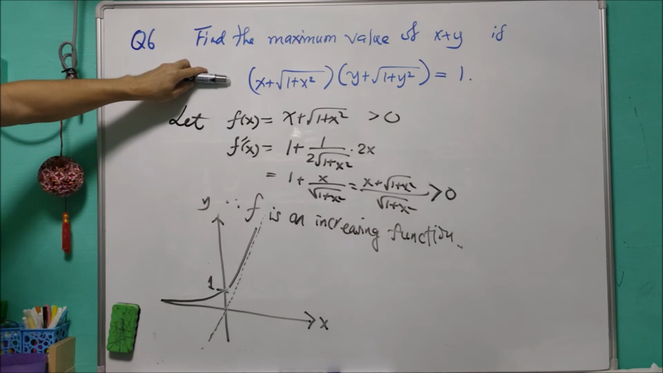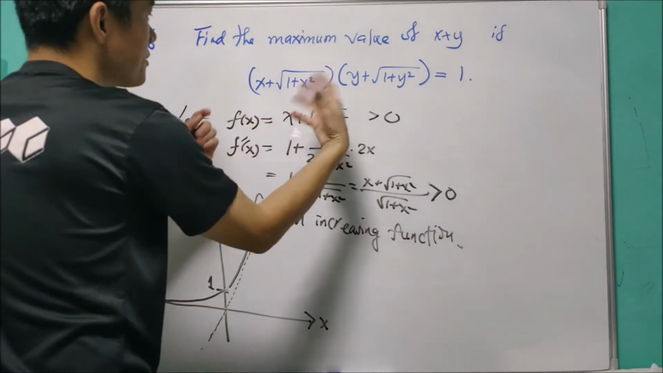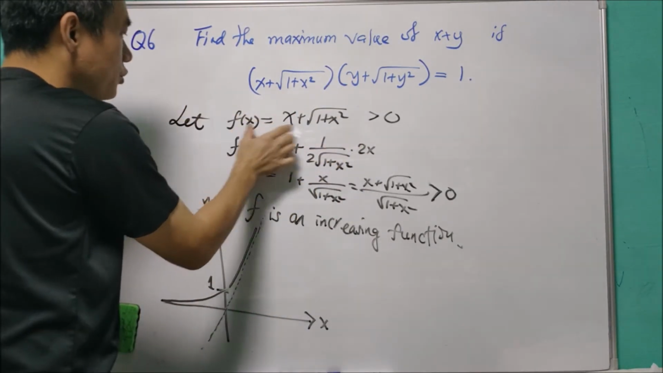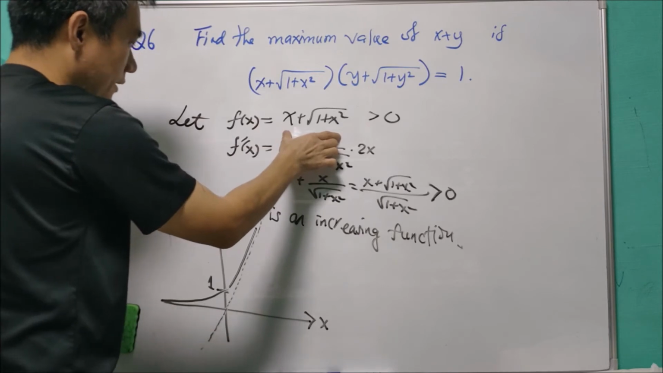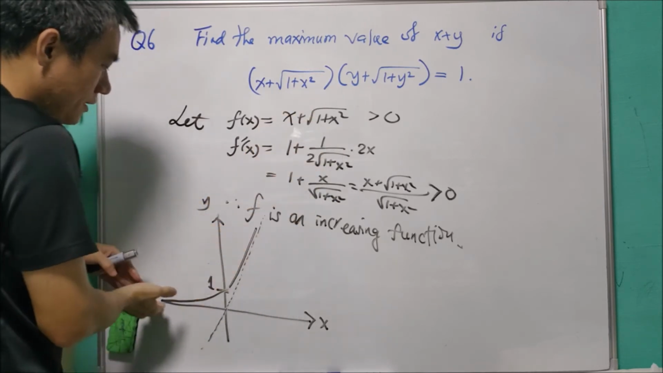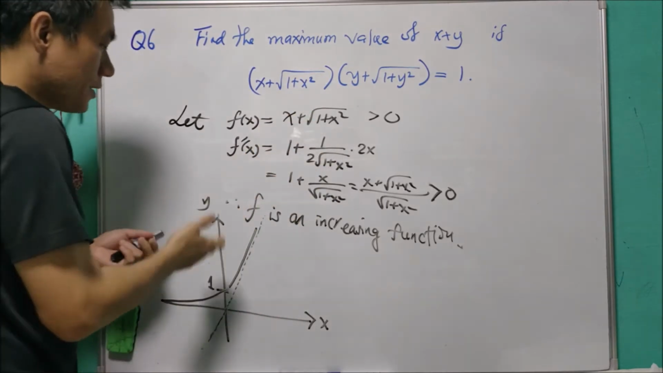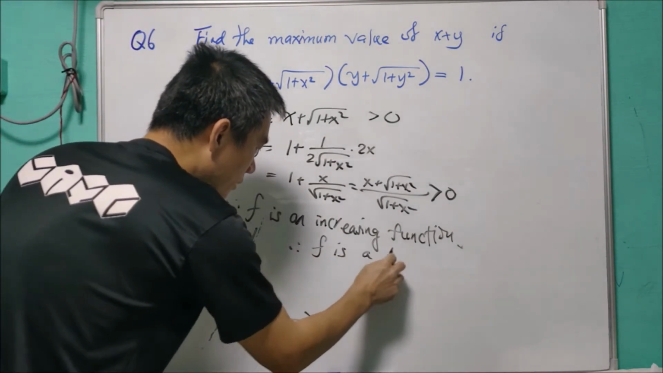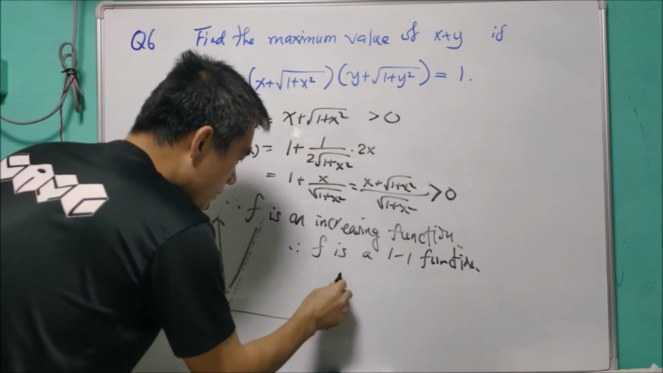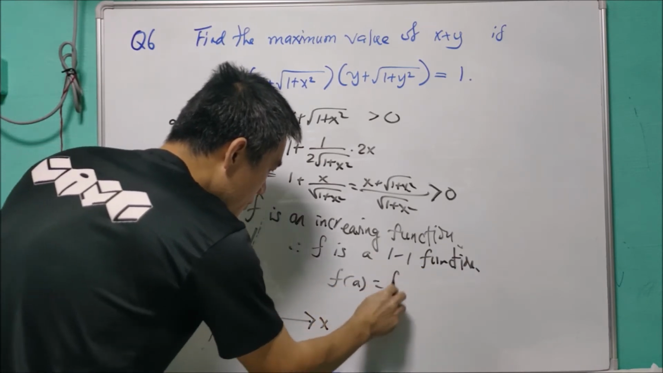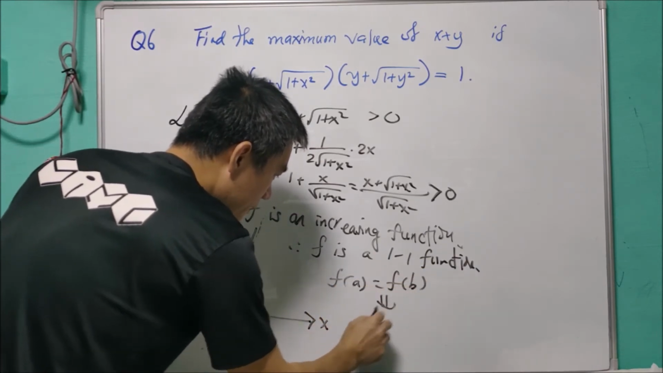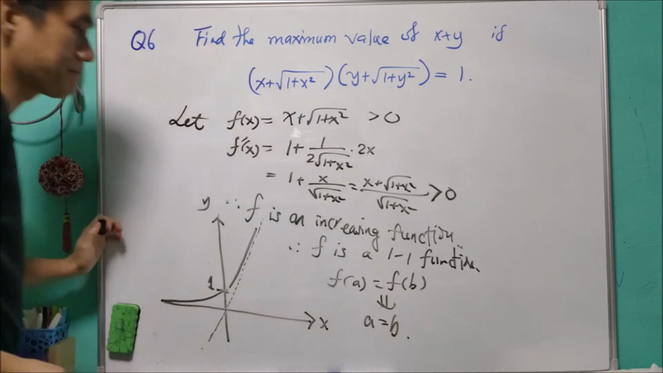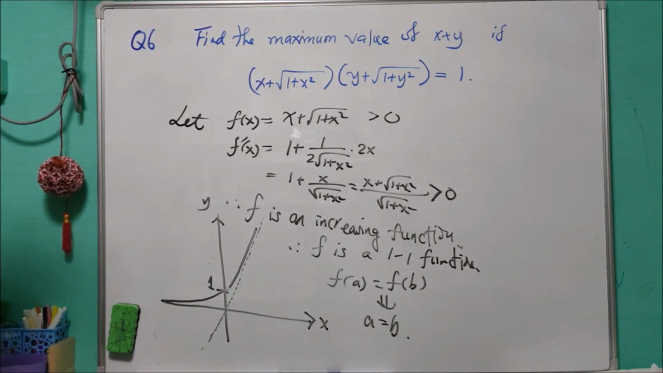Okay, back to this question. Because both of these terms have a similar form, that's why we let f(x) be x plus square root of 1 plus x squared. And we find that this is an increasing function. If this is an increasing function, then f is a 1-1 function. 1-1 function means that f(a) equals f(b) implies that a equals b. We are going to use this property later on.